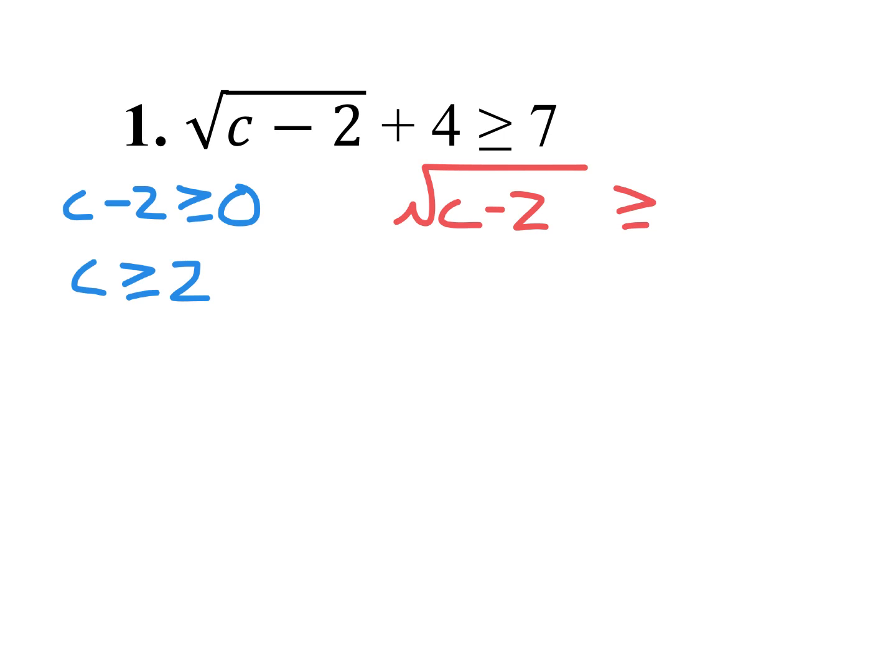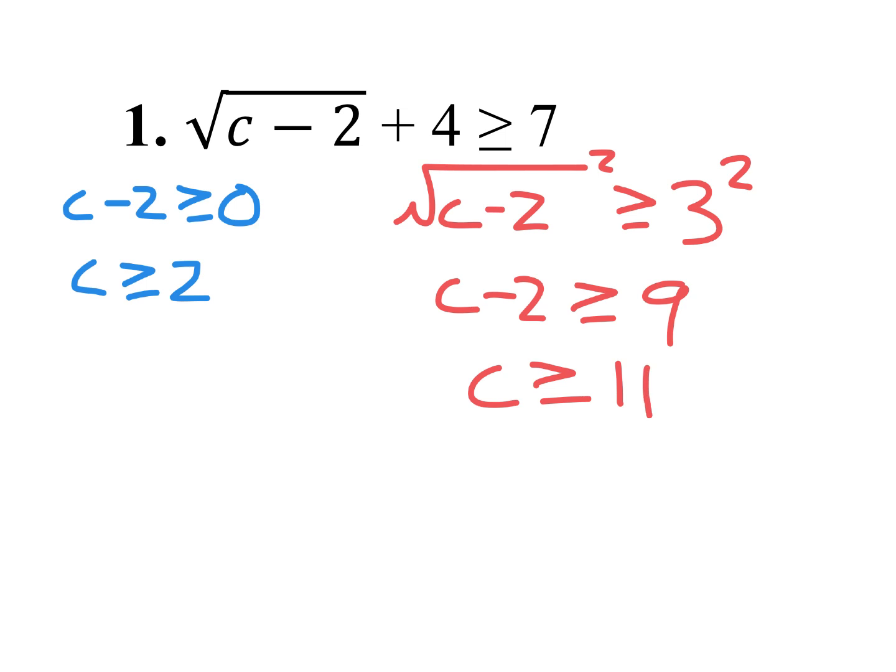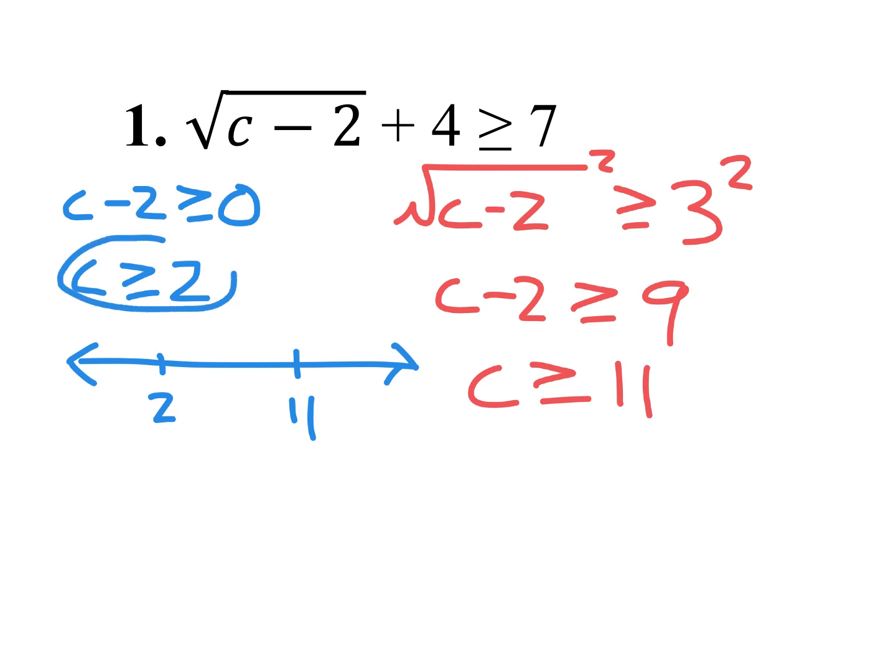All right, subtracting 4, we get 3, square both sides. C minus 2 is greater than or equal to 9. So C is greater than or equal to 11. All right, now I'm going to make my number line. The values that we got were 2 and 11. Remember that we always agree with this one. So that area is off limits because we agree that it has to be greater than or equal to 2. This is a closed circle.